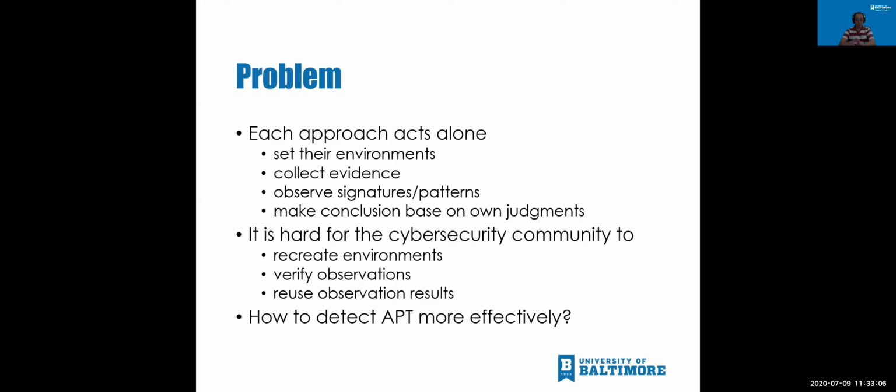So for example, they set up their own environments, they collect the evidence, they observe signatures and patterns, and they make their own conclusions based on their judgment. It's quite difficult for cybersecurity communities to recreate their environments, verify their observations, and reuse the observation results for their own research. So we focus on how to detect APT more effectively.